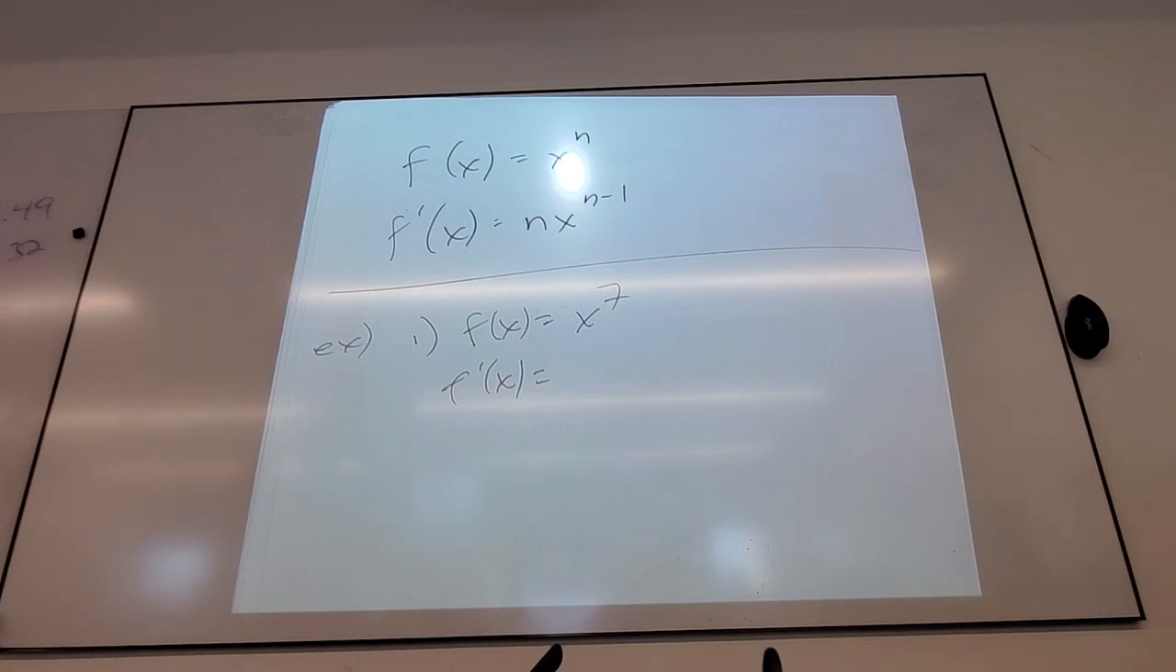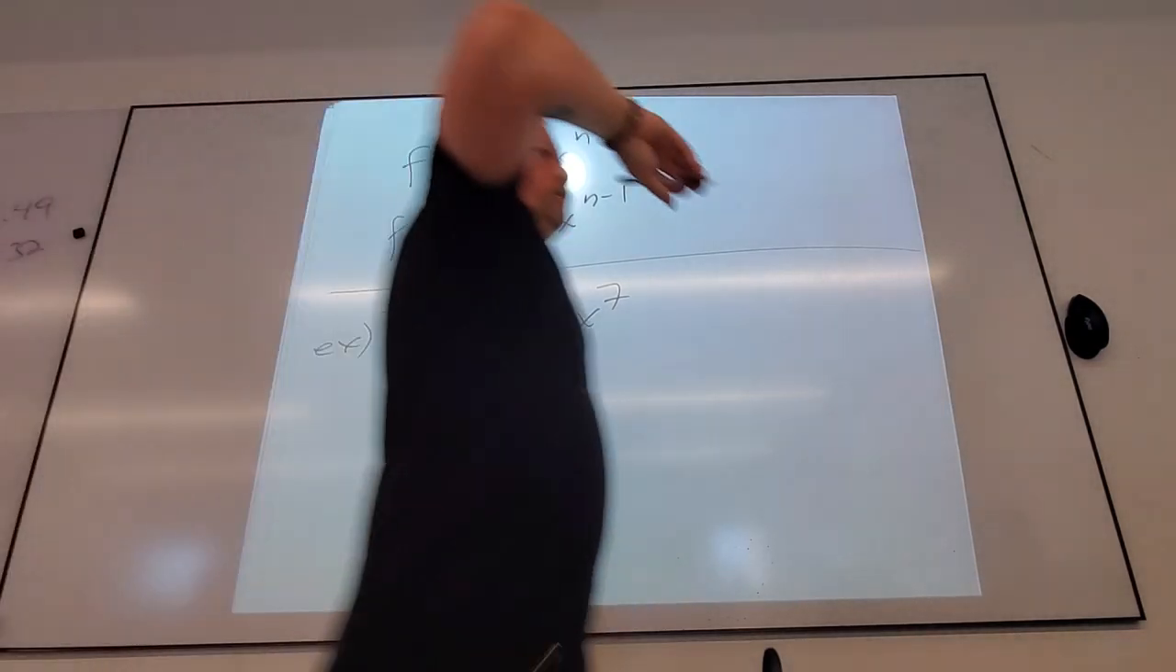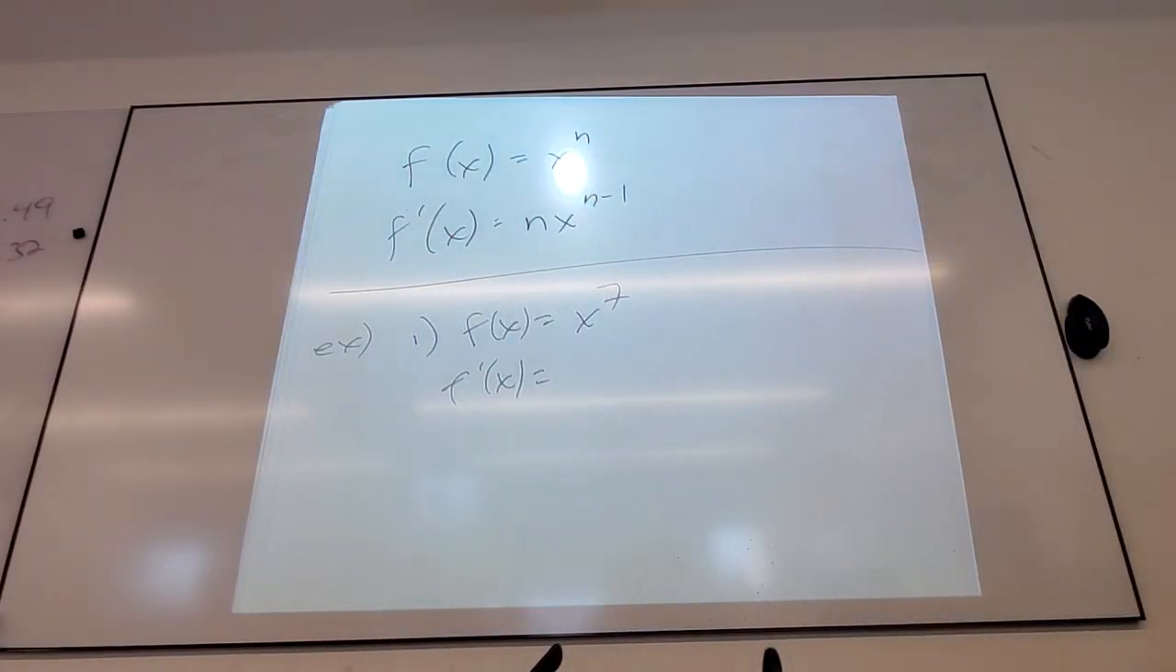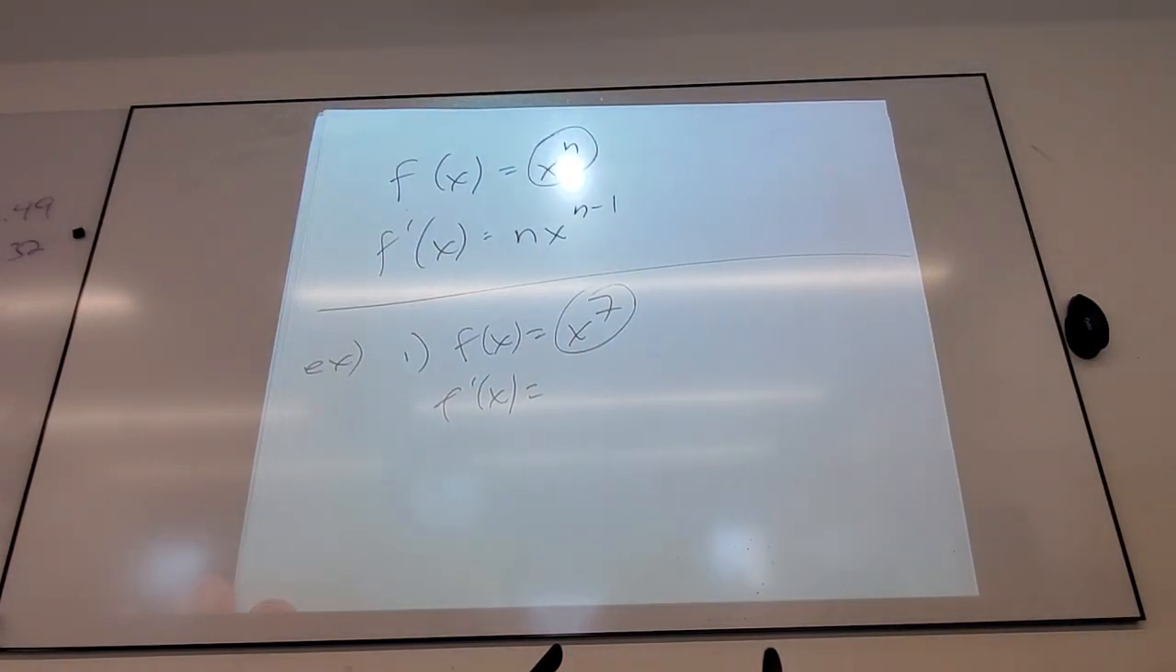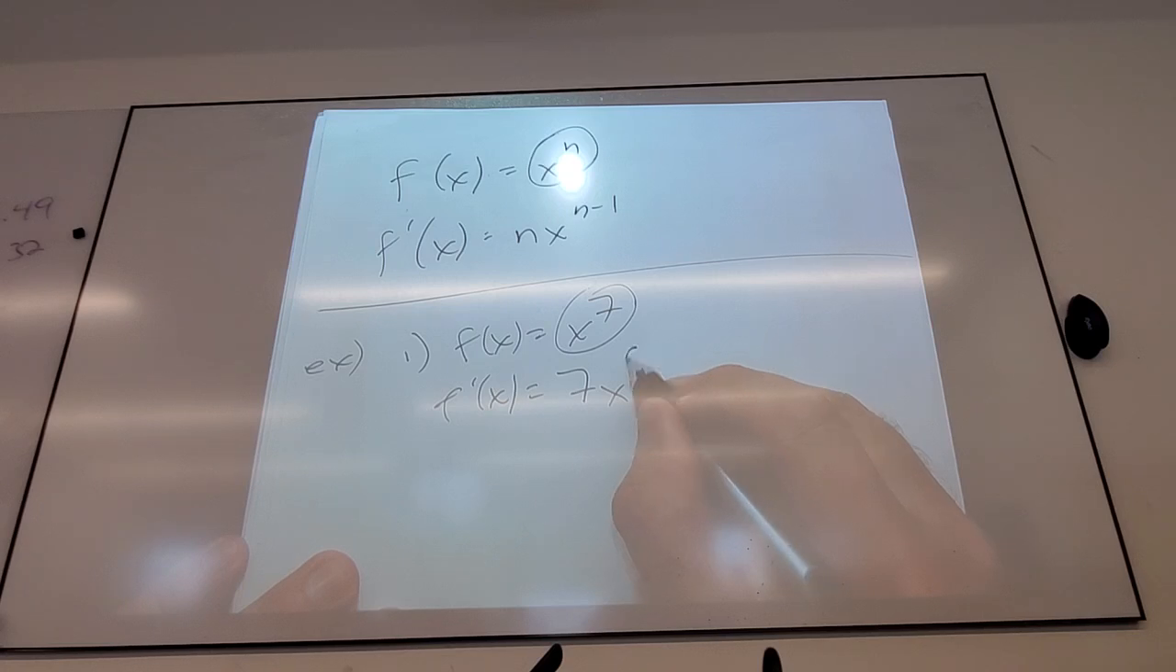So how does that work? What happens? The very first thing I should say is this is in this form, yes? We're going to learn derivative rules. You have to have the function in the right form to apply the rule. So this is in the right form. The 7 comes down, and it's to the 6 power.